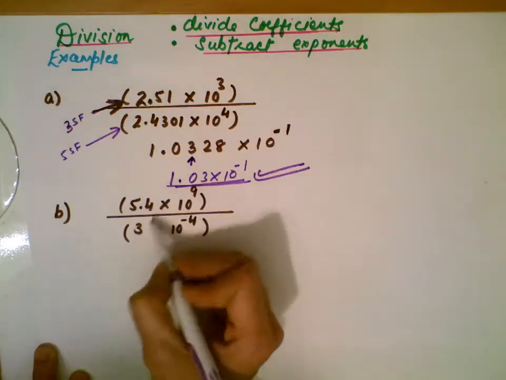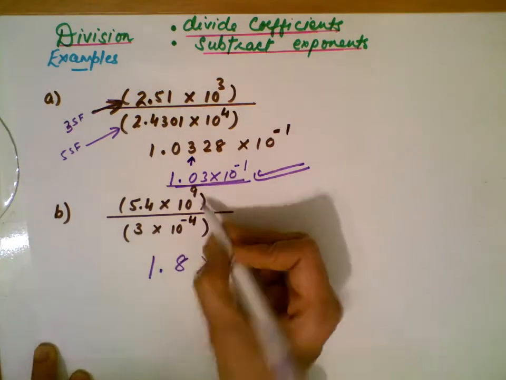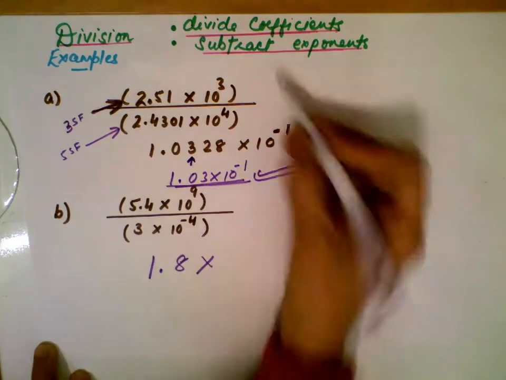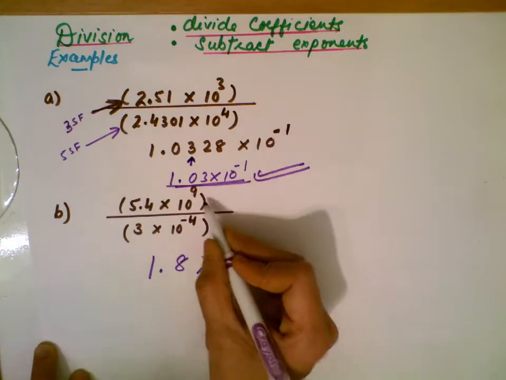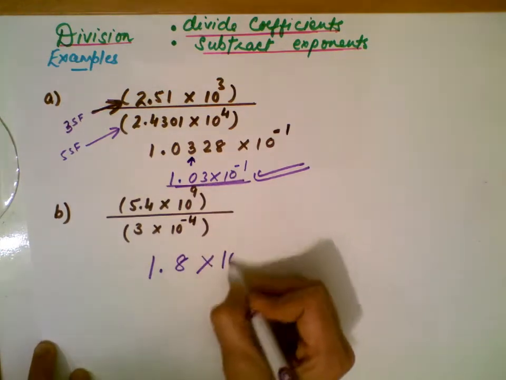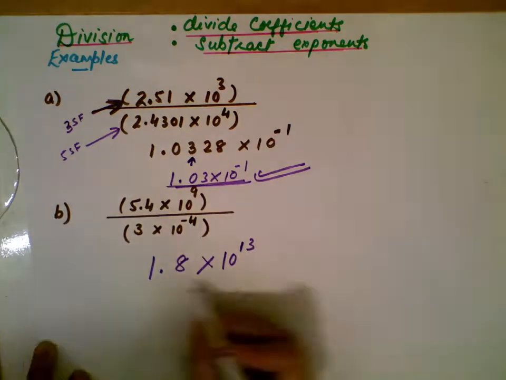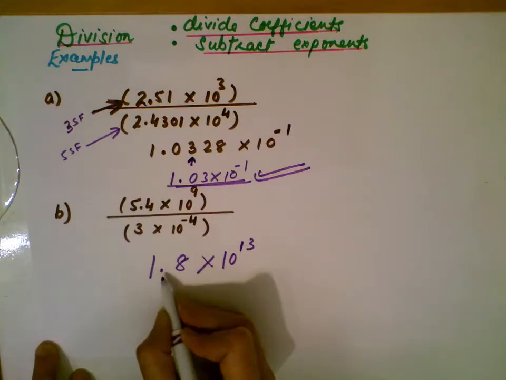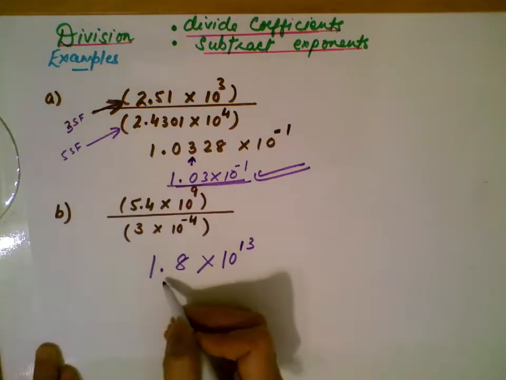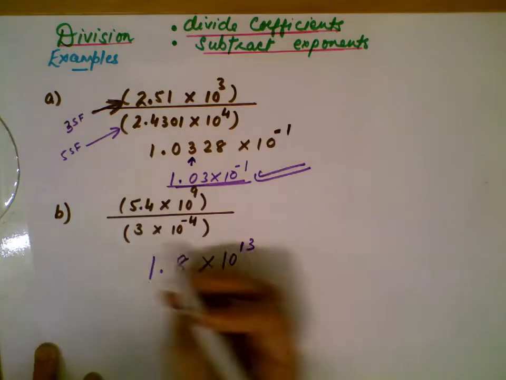Do the same thing. Divide these two numbers. You are going to get 1.8. Now you're subtracting the exponents, so it will be 9 minus 4, and that is going to give you 13. Okay guys. So this is correct scientific notation. However, this is not done yet because the significant figures are not correct.